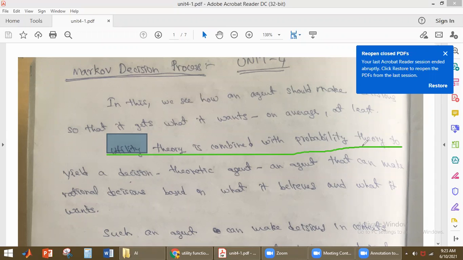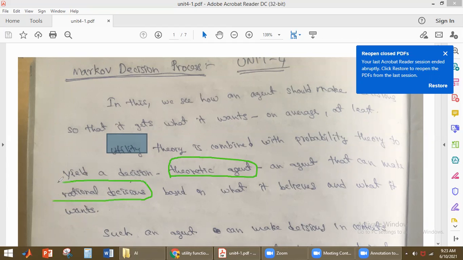In the previous chapter, we discussed that the decisions were based only on probability theory. Now here the utility theory is also used to take the decisions. So the agent whose decisions depend upon utility theory and probability theory is called the decision theoretic agent. This agent will be taking rational decisions, that is, perfect decisions, which give you the maximum solution.